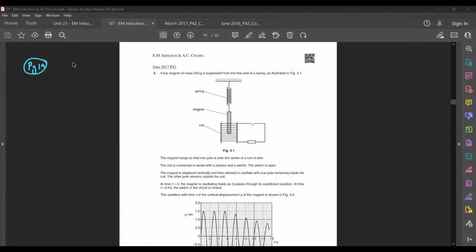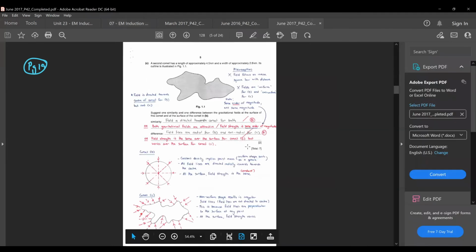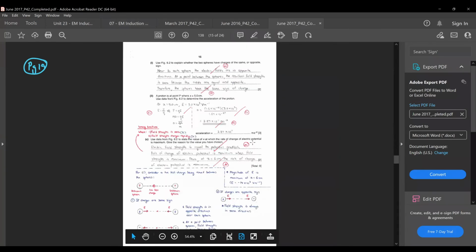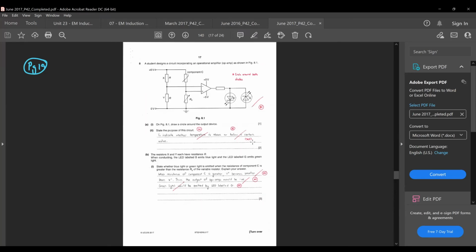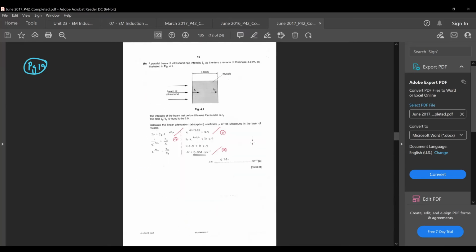Right, page 19, June 17, P42. That diagram, you probably would have seen it before when you were doing the oscillation chapter. There was a magnet that was oscillating in and out of a spring. So that one is actually a question that you did under the oscillation chapter.